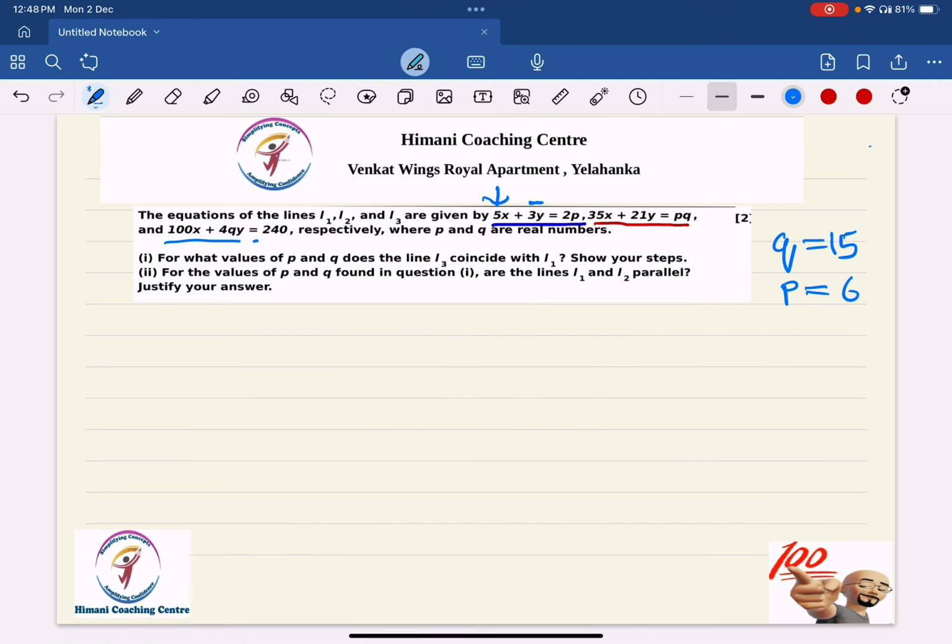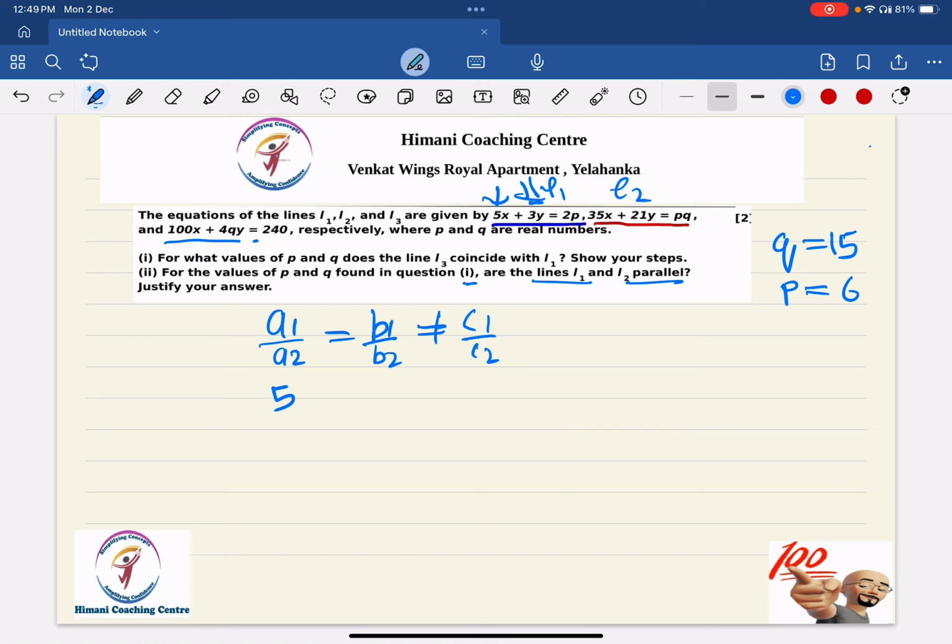Now the second part says, for the values of p and q found in question 1, are the lines L1 and L2 parallel? So what is the condition for parallel lines? A1 by A2 should be equal to B1 by B2, which should not be equal to C1 by C2. Let us try that now. We know the values of p and q, and they are asking for L1 and L2. So we will have to focus on these lines L1 and L2.